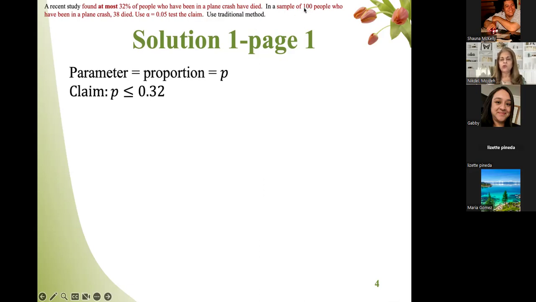Out of those 100 people that we sampled, 38 died. So 38 is your x. n is 100, x is 38, and your alpha is 0.05. Now we are ready. By the way, every time your parameter is proportion, you have to use the z-test for hypothesis testing or finding a confidence interval.